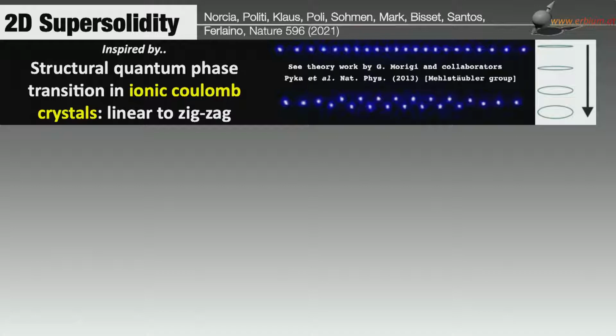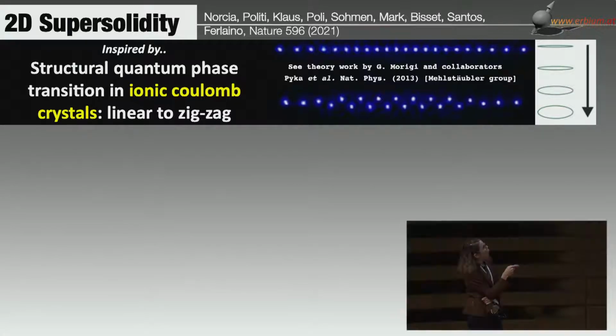What is happening if we now try to go from a linear to a more two-dimensional type of system? We were very much inspired by work in ionic Coulomb crystals. There you see a structural quantum phase transition from a linear chain to a zigzag, just by opening the transverse confinement of the ions. And we took this idea for our extensive system of many, many particles.